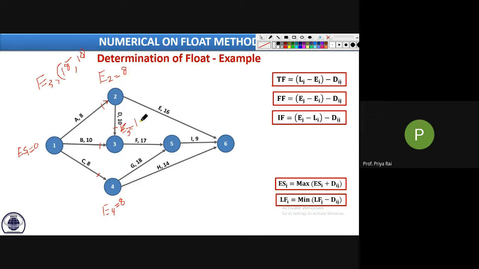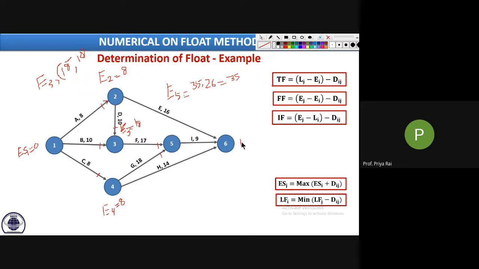Very good. Now which one, E5 or E6? E5. For E5, how many arrows? Two arrowheads, so two values. They come from 4 and 3. If we come from 3, it is 18 plus 17, which is 35. And if it is coming from 4, E4 is 8 and the arrow duration is 18, so 8 plus 18 is 26. So the maximum is 35. So E5 is 35.